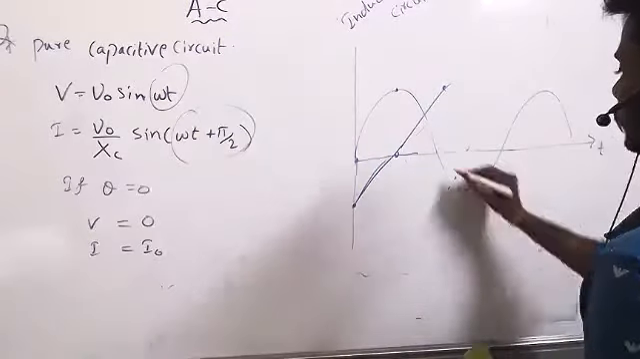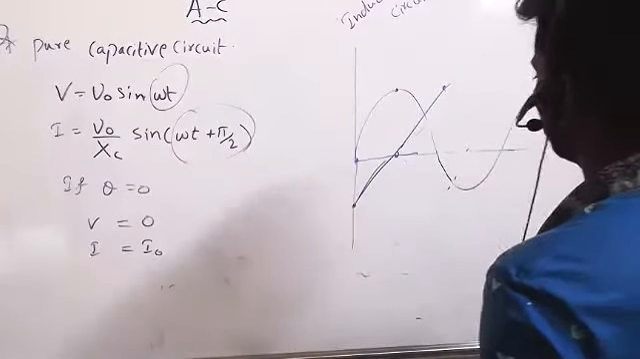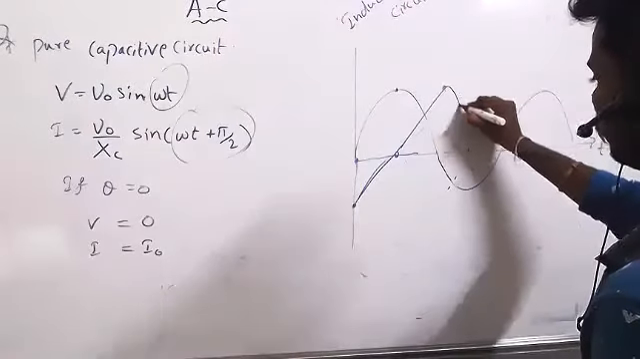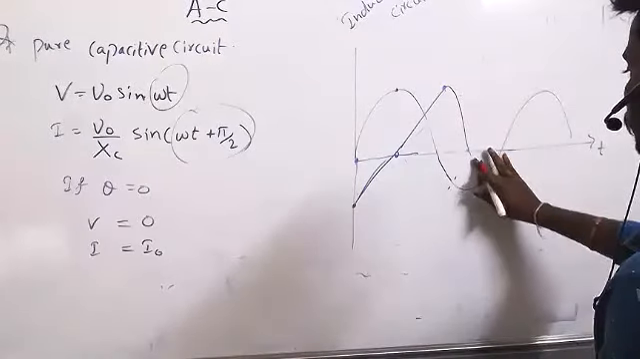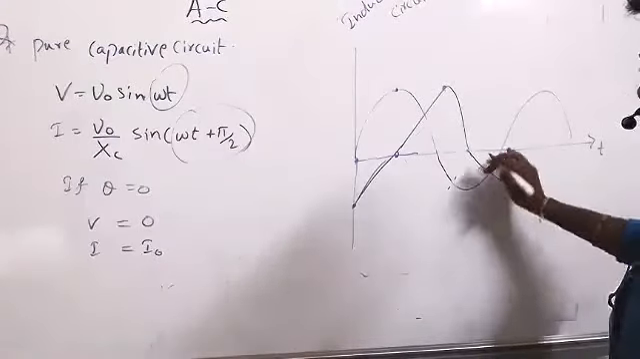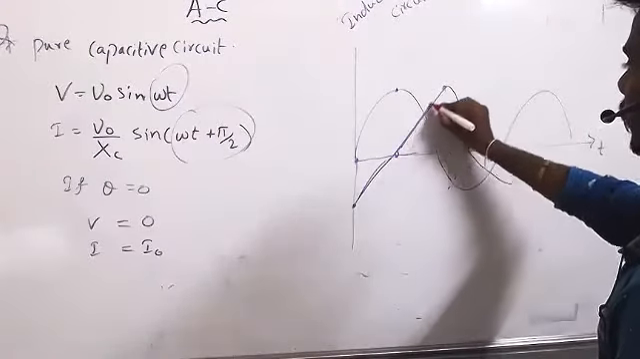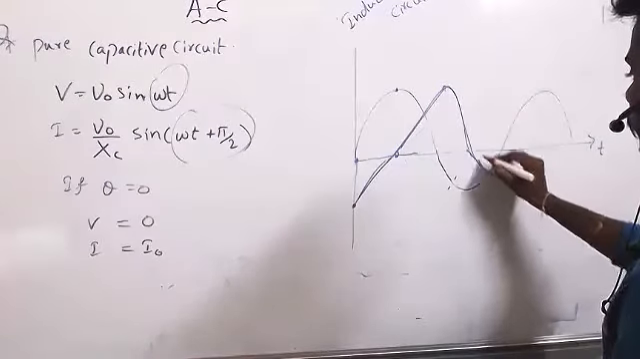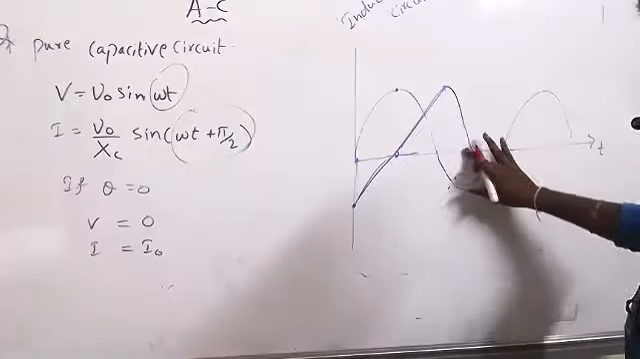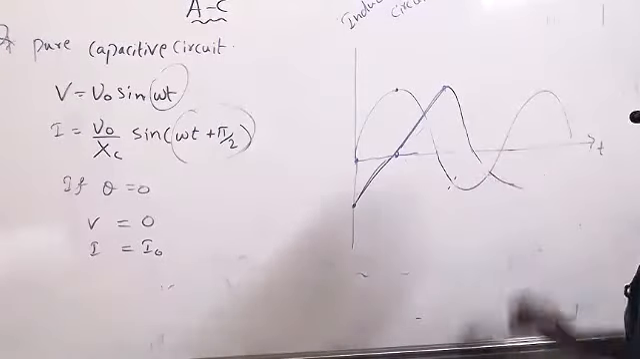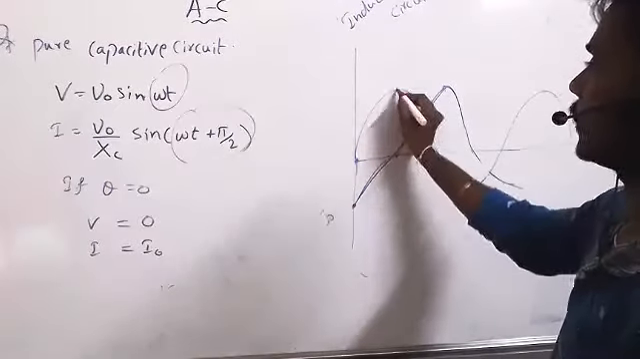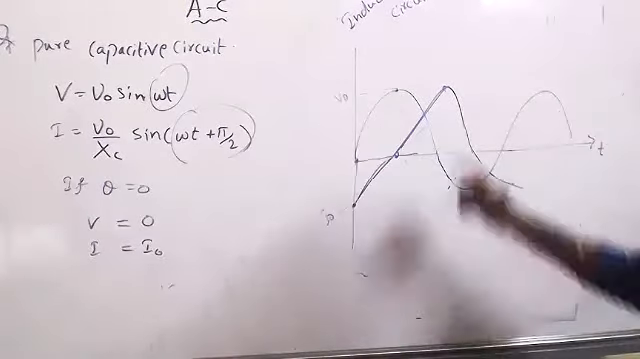Previous question. And current will be minimum here, right? It will come like this. Draw neatly. So previously it's not correct. Previous diagram. It will be like this. It is I naught. It is V naught for inductive circuit.